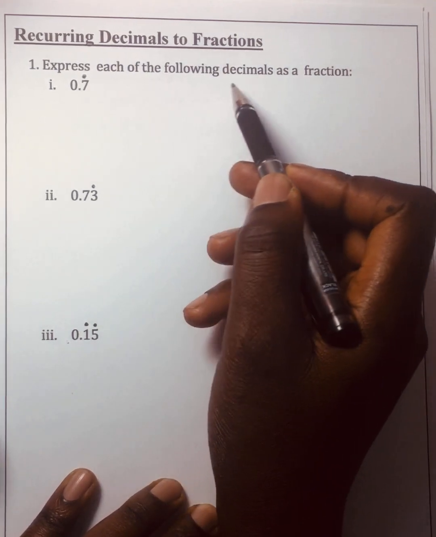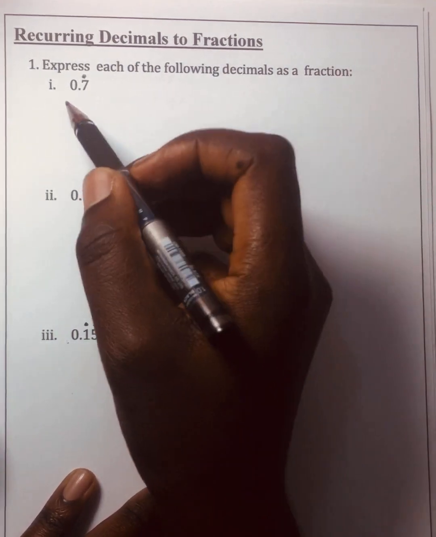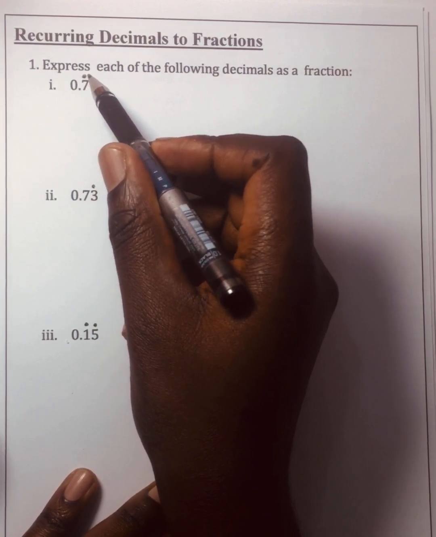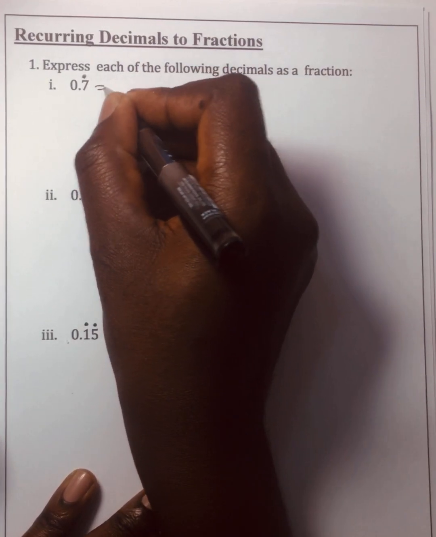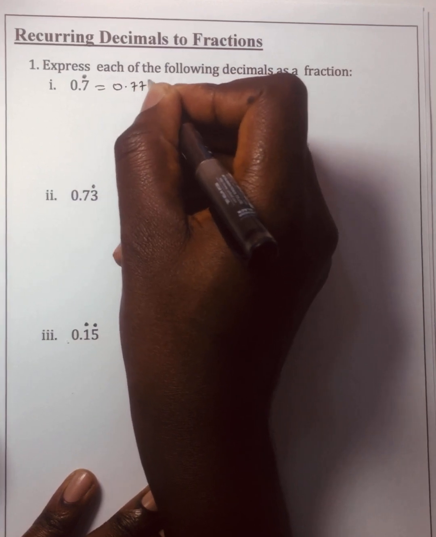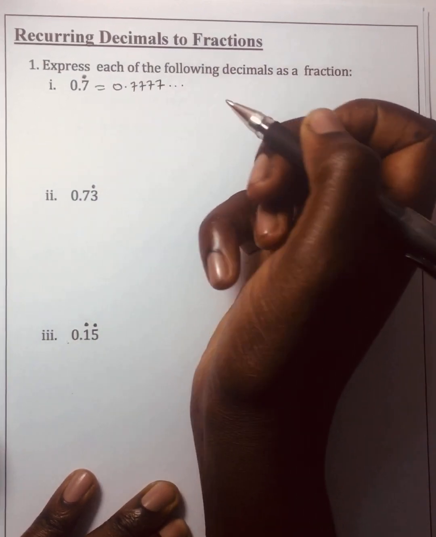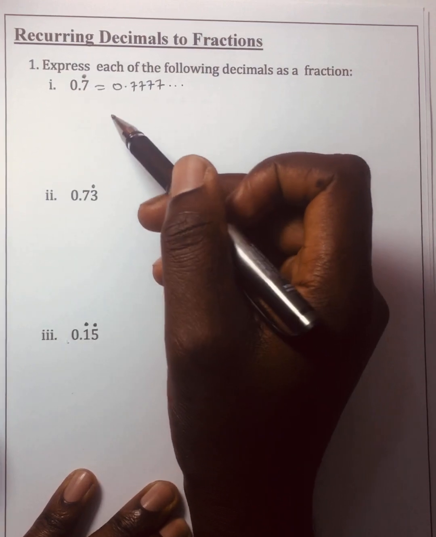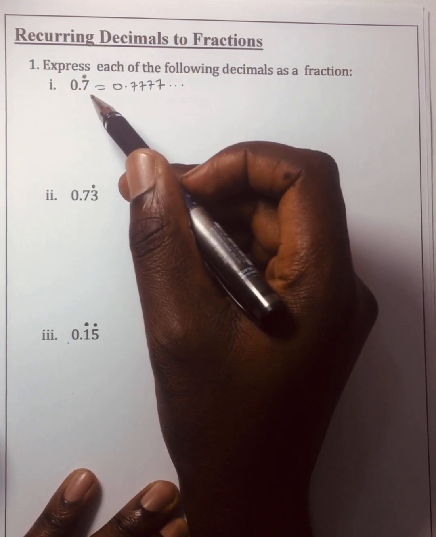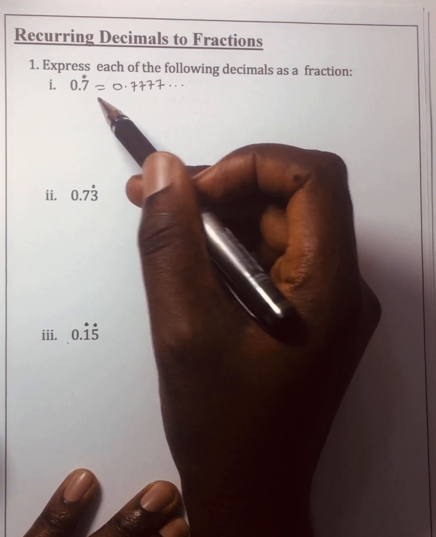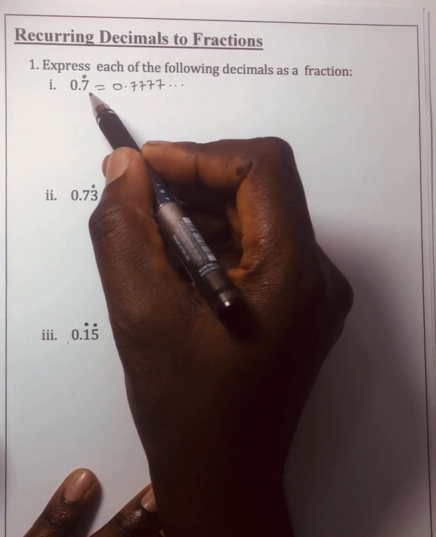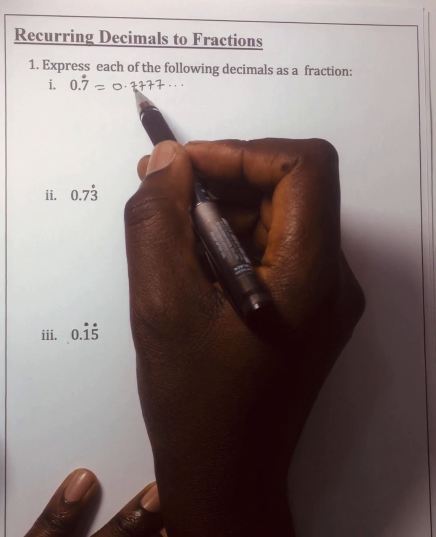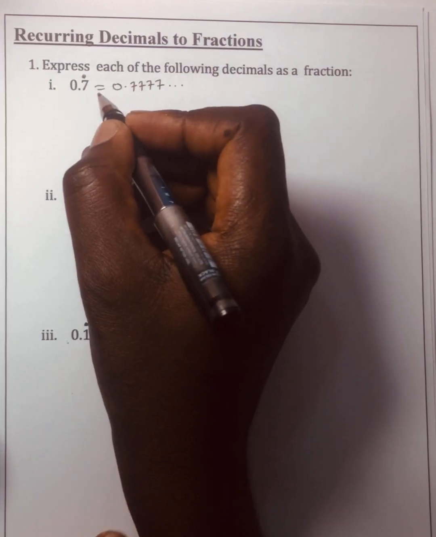Express each of the following decimals as a fraction. So in the first case, 7 is recurring, that's why we have a dot there. So this is the same as 0.7777 and so on. For us to convert this to a fraction, we need to obtain two numbers, in which case the first value after the decimal point are the same.